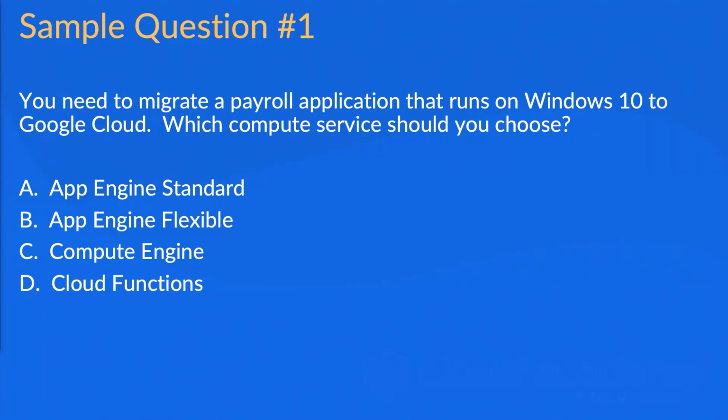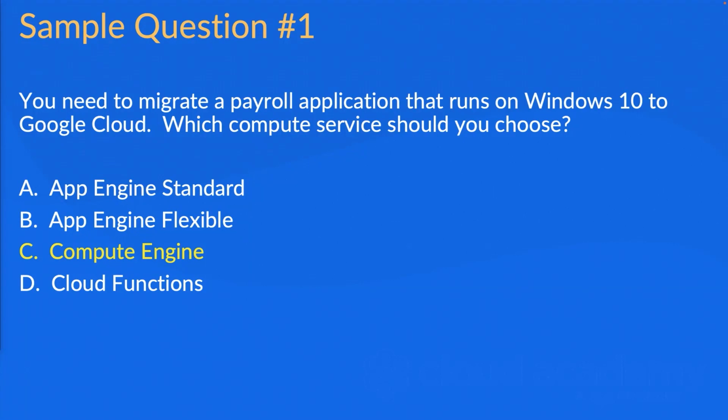Also, if this is a payroll application that you just bought from some other company, it's highly unlikely you're going to be able to containerize this. So, while technically you might be able to pick a couple of these options, I think the clear answer here is Compute Engine. With Compute Engine, you can provision a Windows 10 server, and then you can install any Windows 10 applications that you desire. App Engine is much more typically used for containers written in things like Python, Java, Ruby, Go, that sort of thing. Okay, that one was pretty simple.